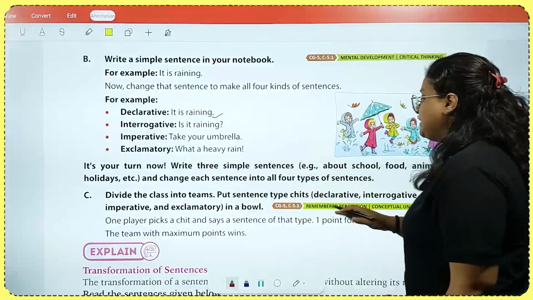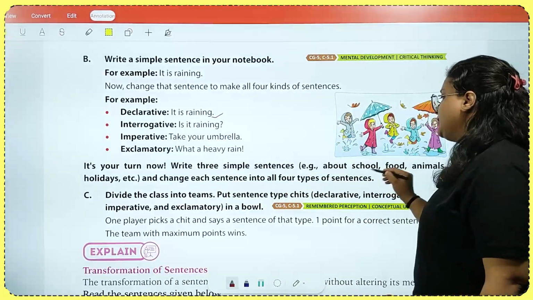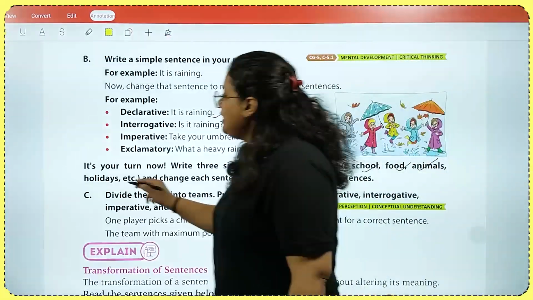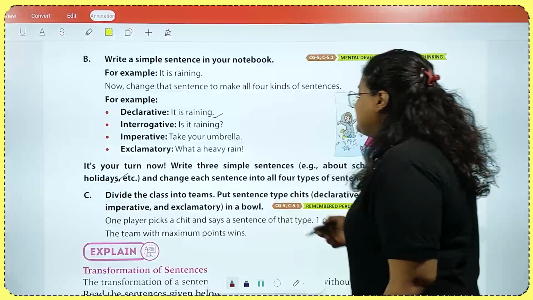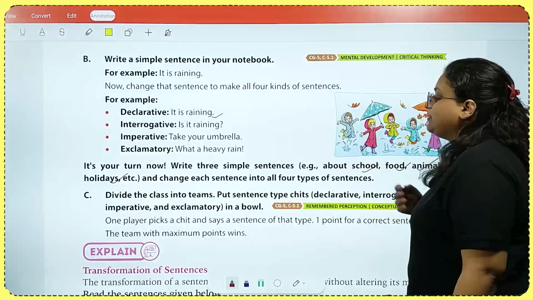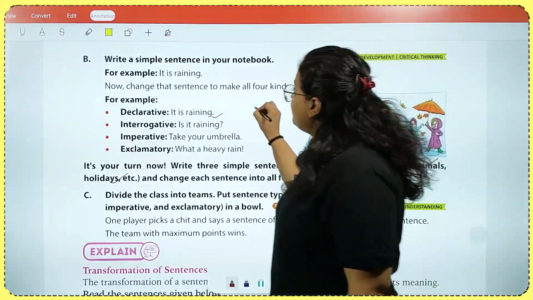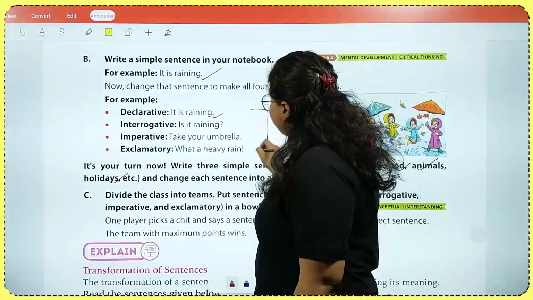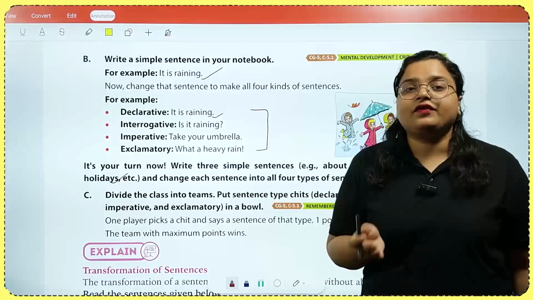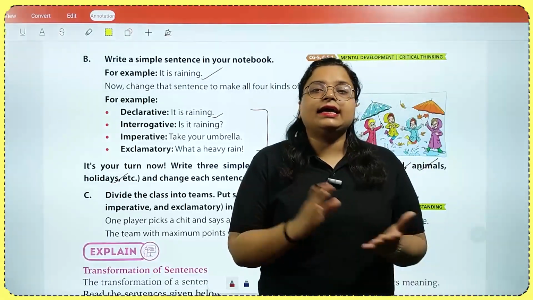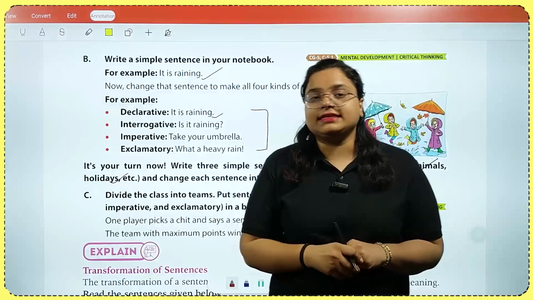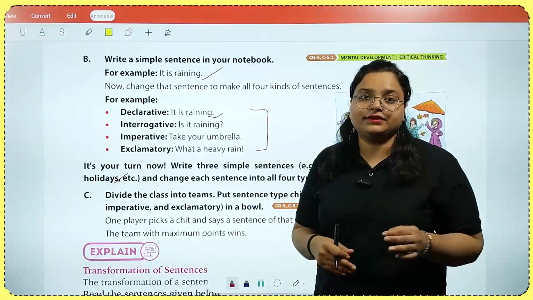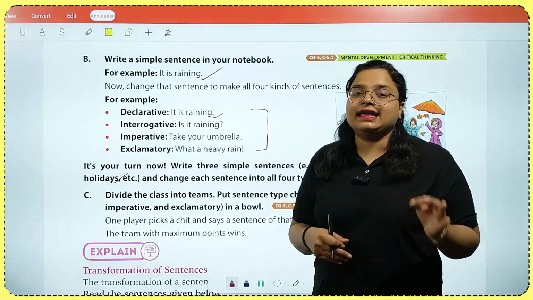Write three simple sentences. For example, you can write sentences about your school, food, animals, holidays, whatever you like, and change each sentence into all four types of sentences. Okay? You have to change that simple sentence into all these four sentences. Like if I am talking about food, I like mangoes. So this is a simple sentence. If I have to write in a declarative form, I can say, I like mangoes.